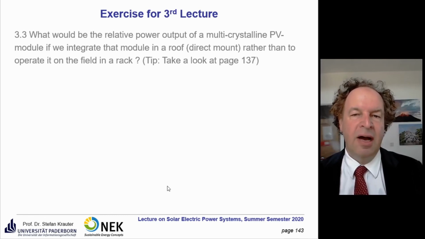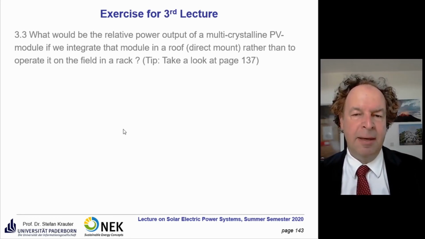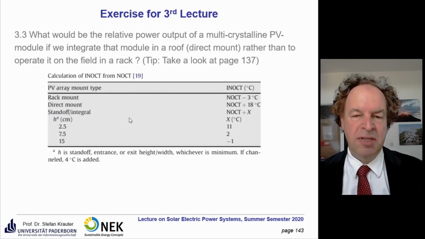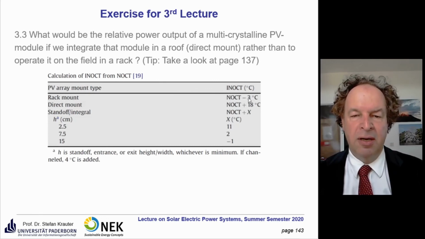Last part: if we have a multicrystalline PV module, and we operate it on a roof instead of on a rack in a free field, it increases temperature, as we saw. We take a look at the table here. If we have a rack mount, then we have a nominal operating cell temperature, for example, we saw it was 45 degrees, while the convection is better at a rack mount. Then we can take off 3 degrees, so actually it would be only 42 degrees, so we gain some power.